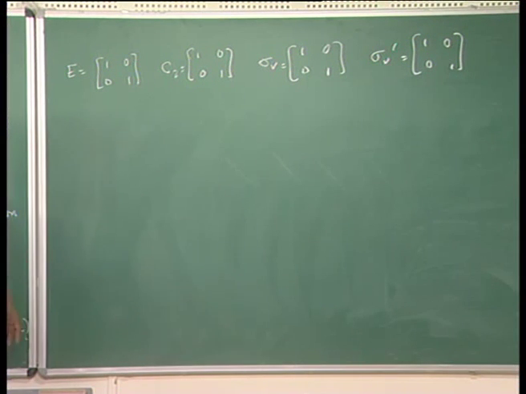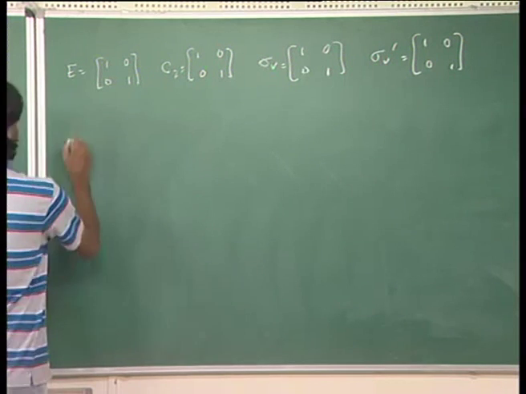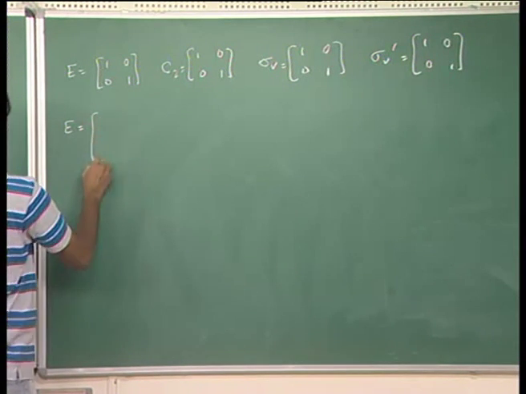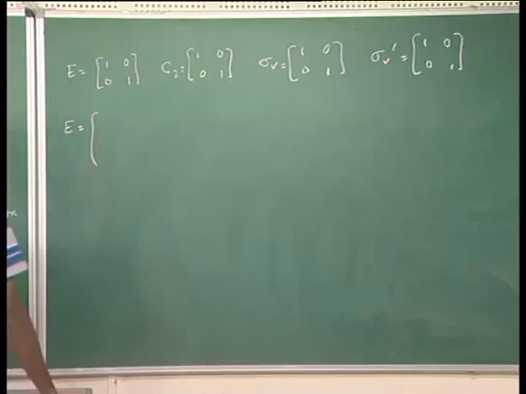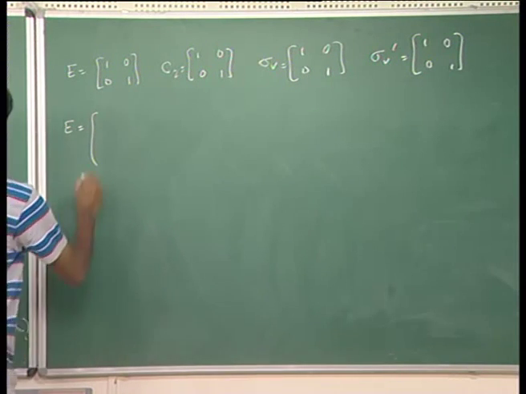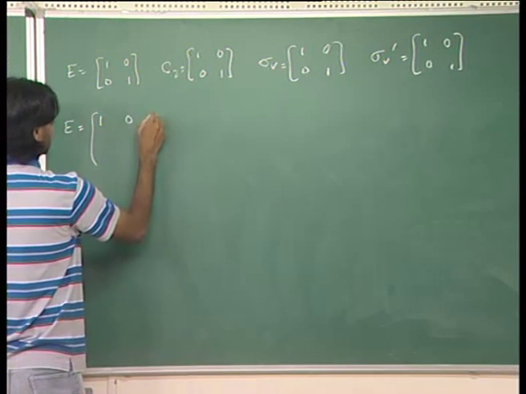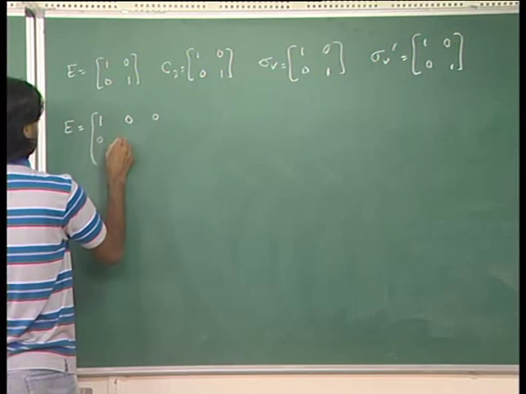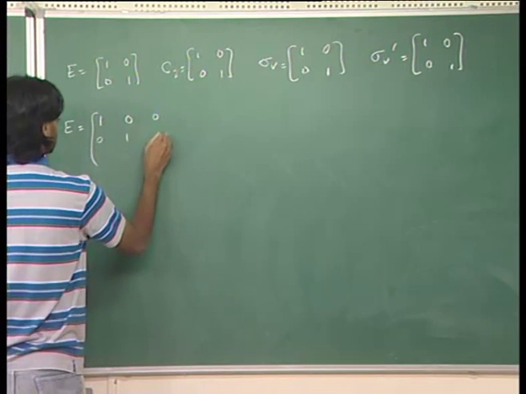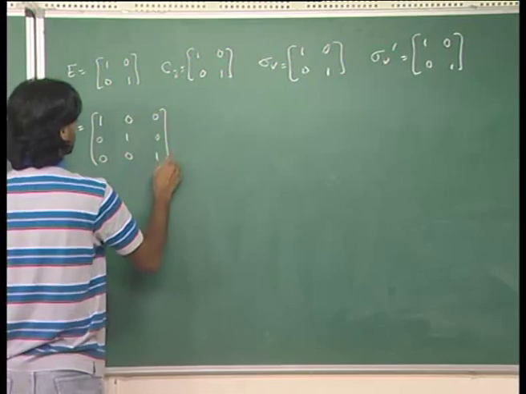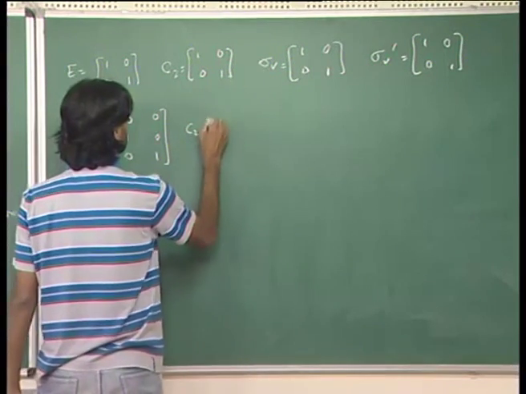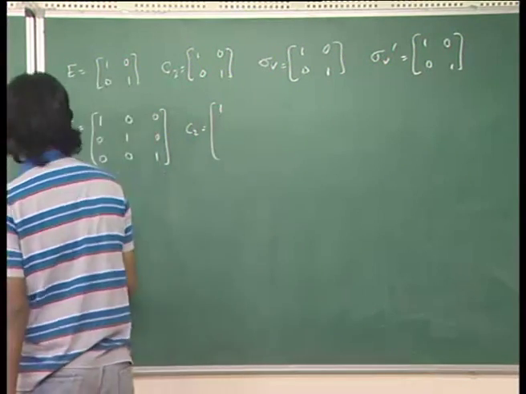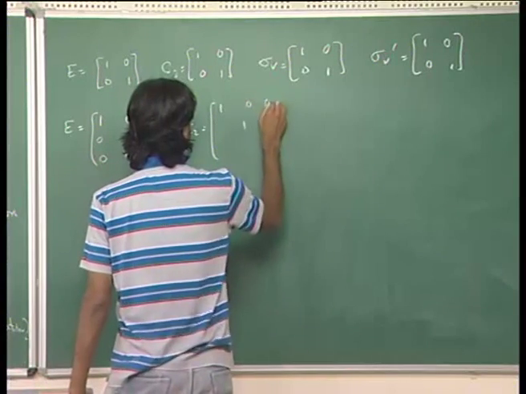Okay. Similarly, if you want, I can construct three dimensional representations by just putting this, or I can put this and the other one. So identity will always be this way. For C2, again I will just take 1 1 1.